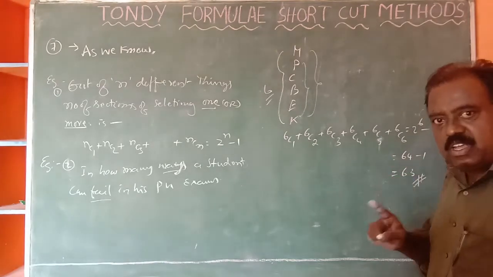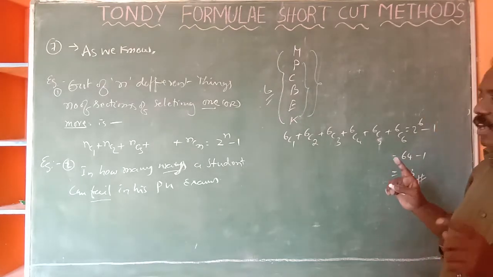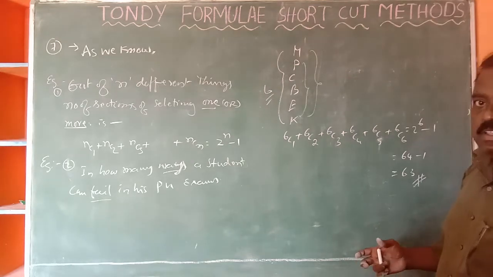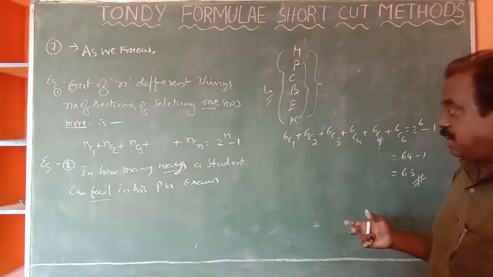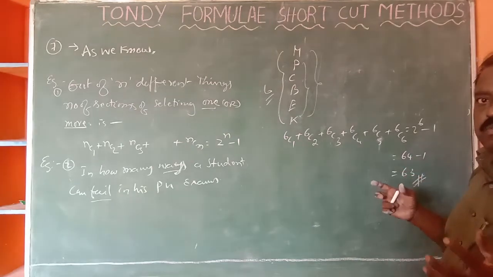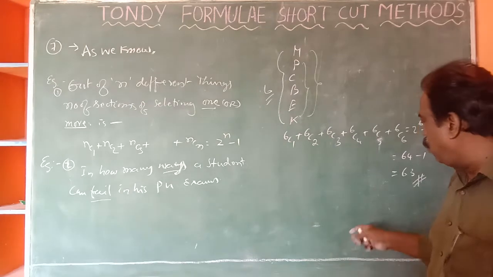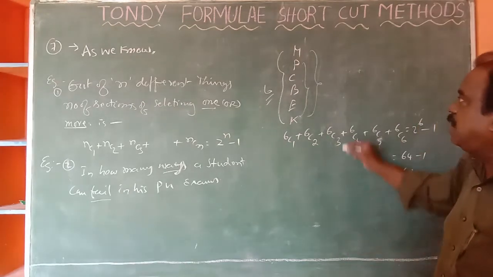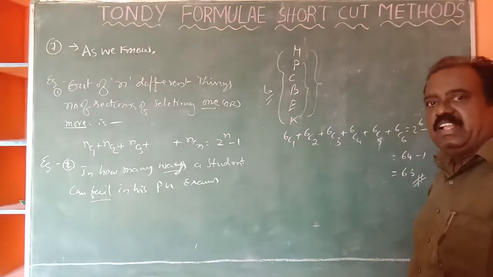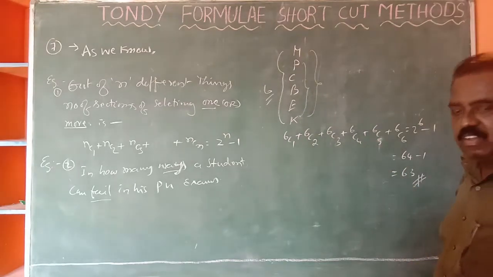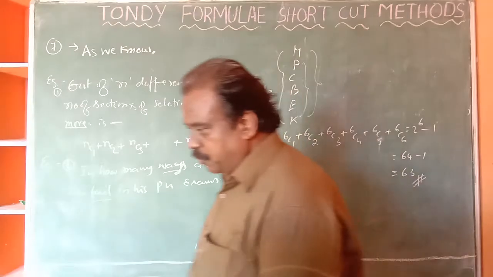Only 1 chance is there to get pass. You see in this example, there are 63 types of ways we may fail in the exam, but only 1 way, that is we have to pass in all the exams. Okay, now you take, the concept is important.